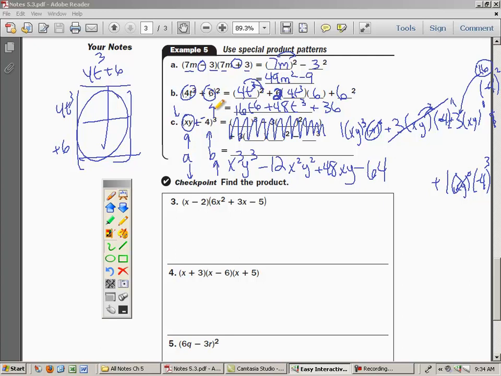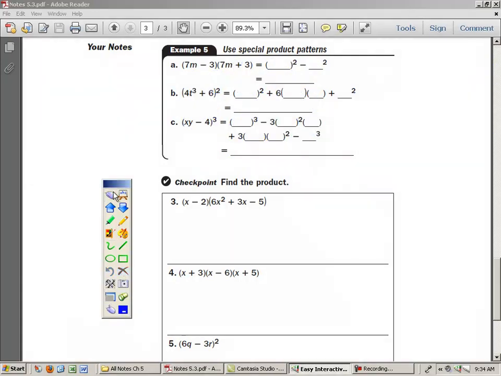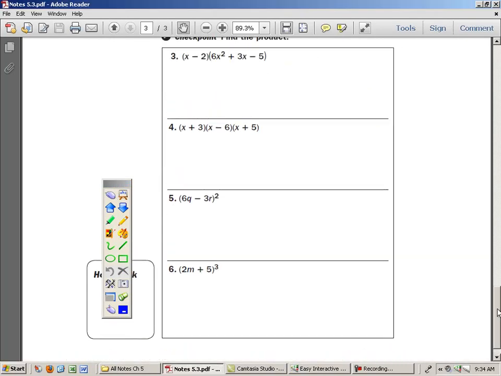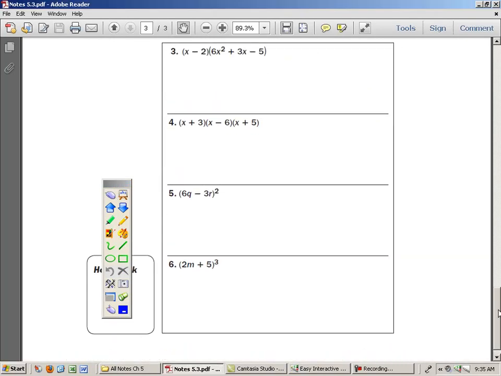All right, so a couple of checkpoint problems here, and this will probably be the longest part of the lesson. So I won't go through the solutions for these. I'll have you try them all, and I'll come back with answers, and then if you have questions, you can ask those questions during class on the following day.